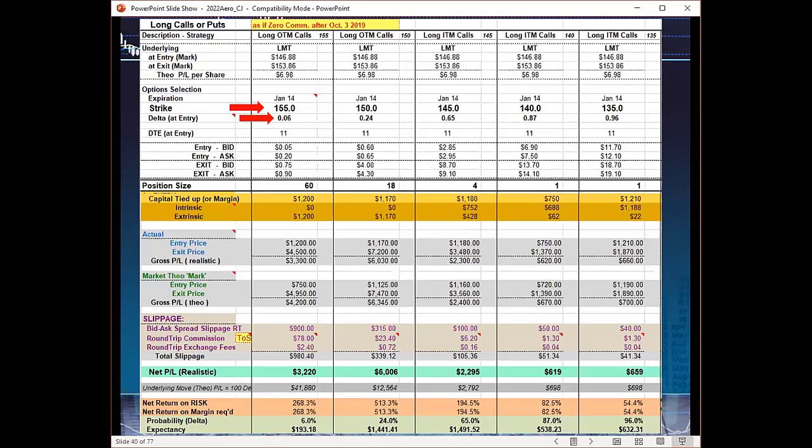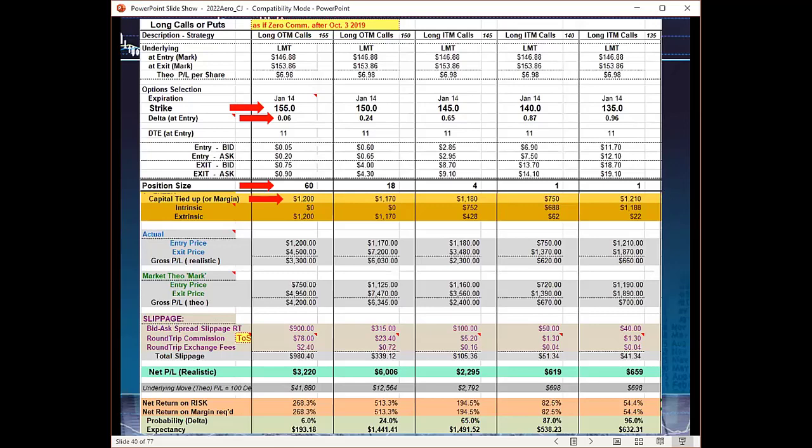The delta at the time of entry is right below it there: 0.06, 0.24, 0.65, 0.87, or 0.96. And we had 11 days till expiration on this example. The key thing here is we need to size each of these 5 different positions so that they're equalized in risk. And the way we do that is we had $1,210 or $1,220, whatever was the risk amount at that time. And we can only buy enough contracts to estimate that risk.